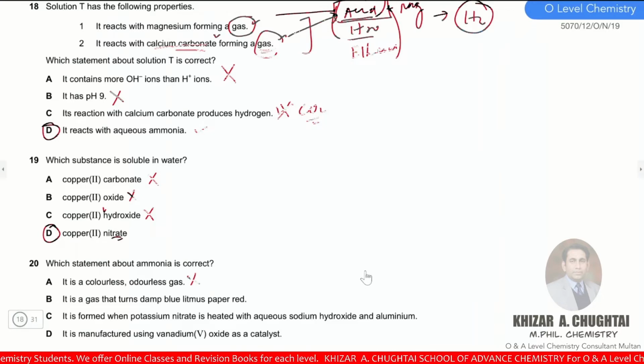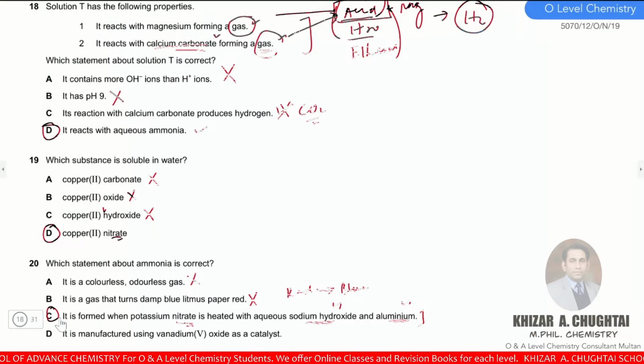It is a gas that turns damp blue litmus paper red. No, it turns red litmus paper blue. So C: it forms when potassium nitrate is heated with aqueous sodium hydroxide and aluminium. Yes, this is basically the test for nitrate ion. It is produced when potassium nitrate solution or any nitrate is heated in the presence of aluminium foil and sodium hydroxide. So C is the correct option.